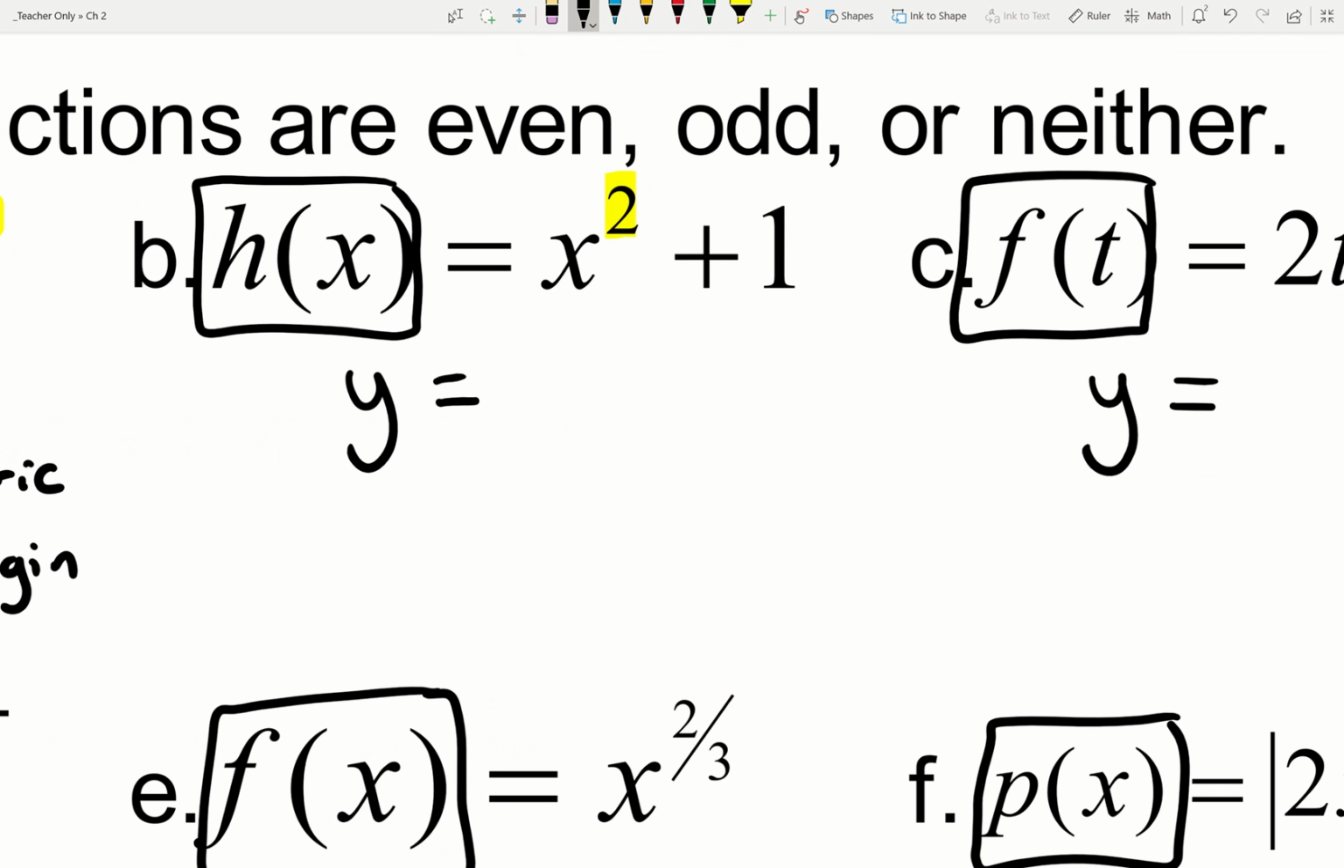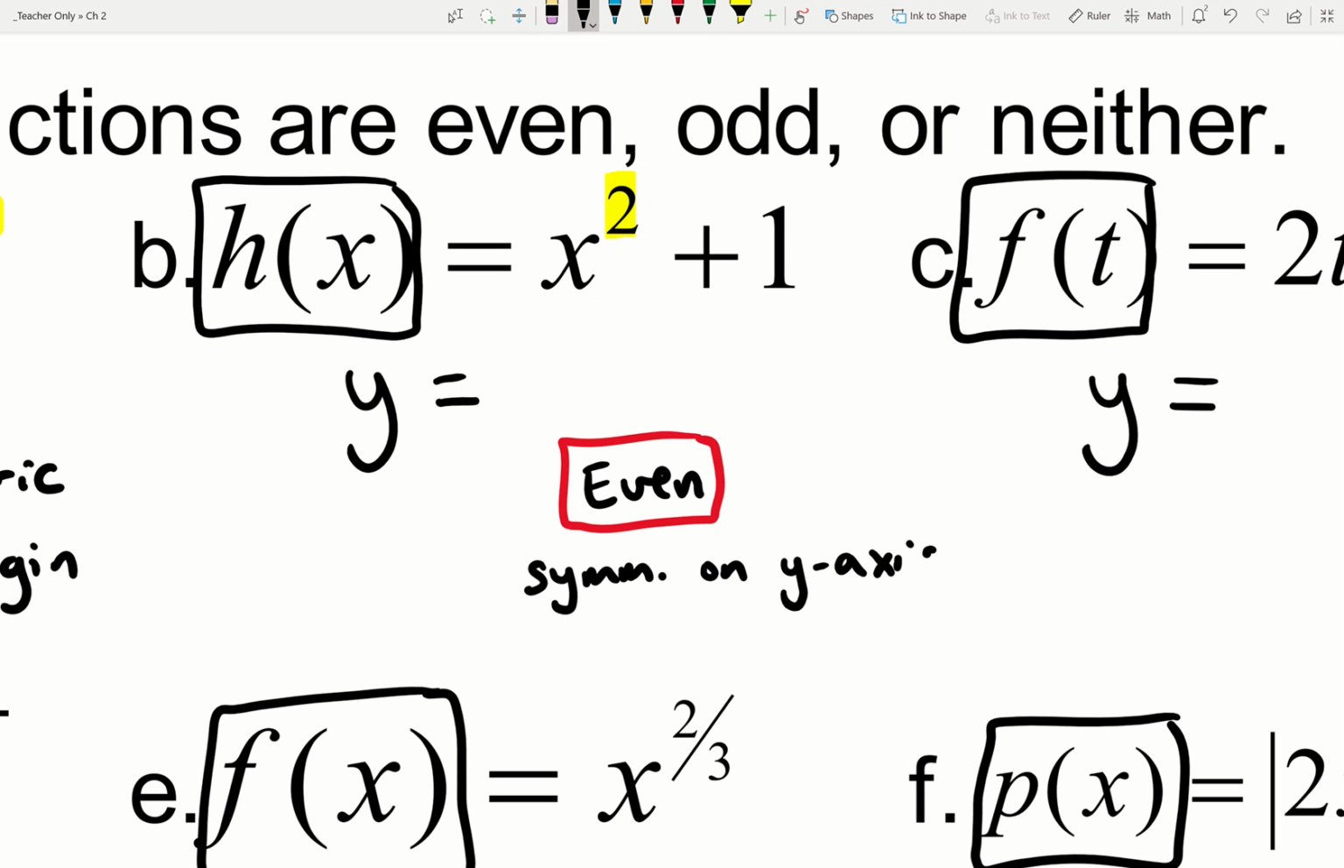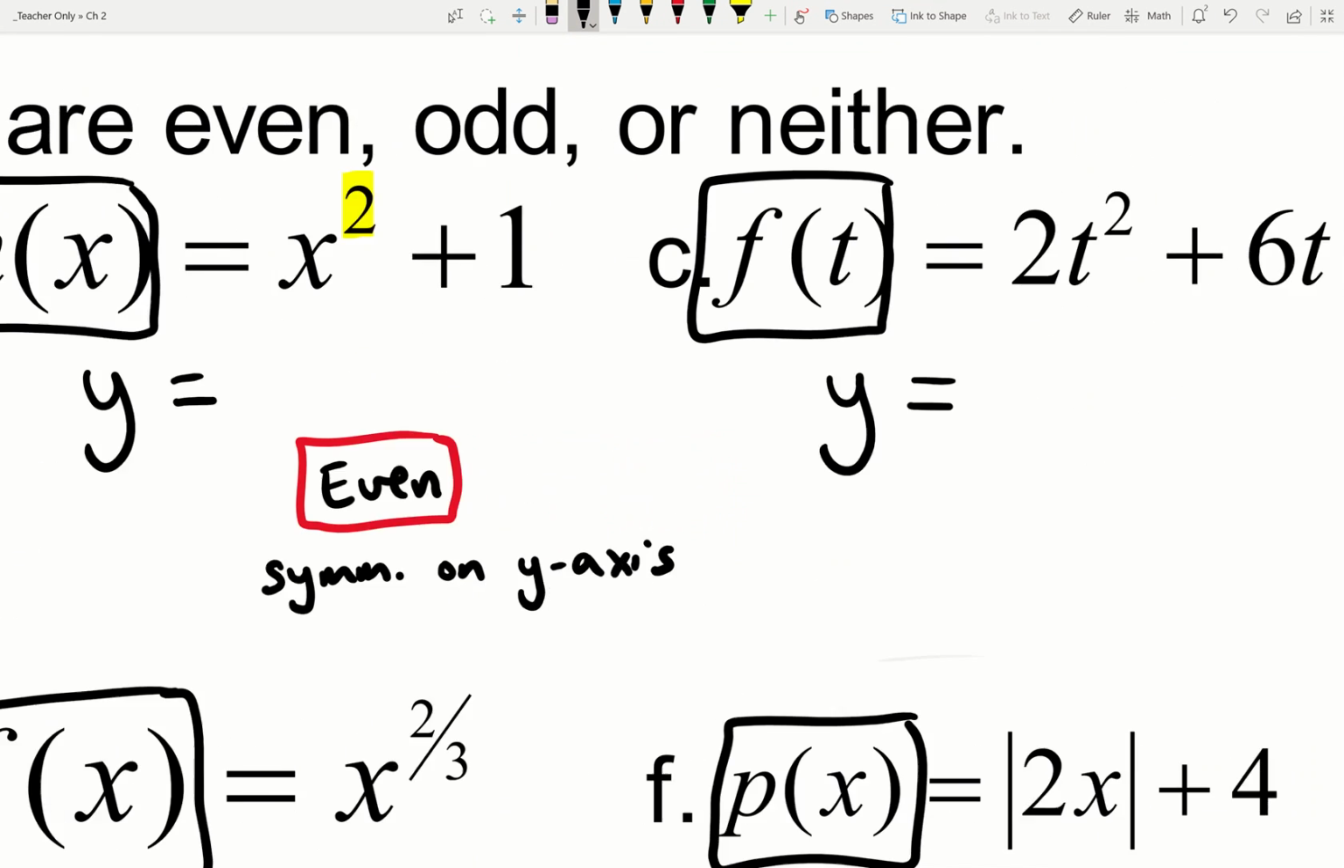And so again, because this is a polynomial, we might suspect that this is going to be even, of course. And if you were to graph it, you would see that this has some symmetry across the y-axis. It would be looking like I could mirror this across the y-axis and it would land on top of itself perfectly. Okay.